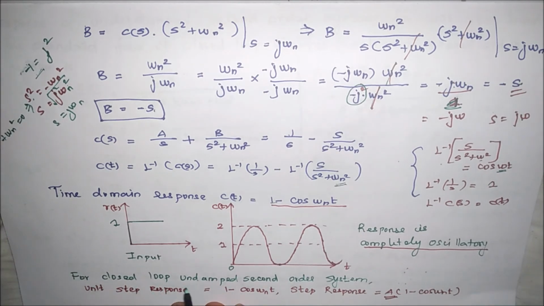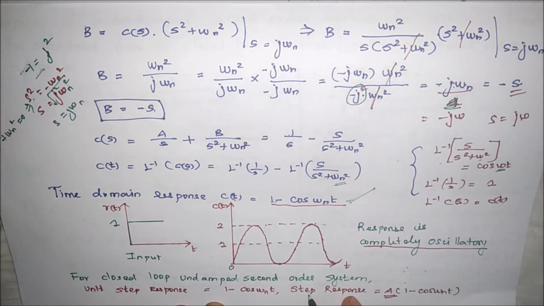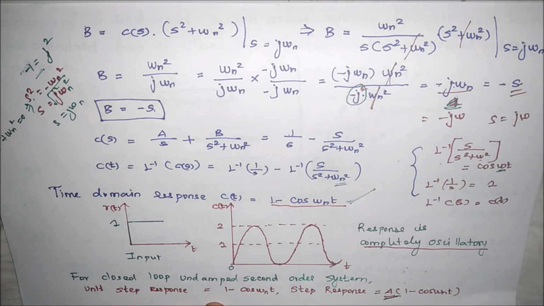So for a closed loop undamped second order system, the unit step response equal to 1 minus cos omega n t. Suppose it is a step response, not a unit step response, then we have to multiply here with gain A. That's all about the response of the undamped second order system for unit step input.